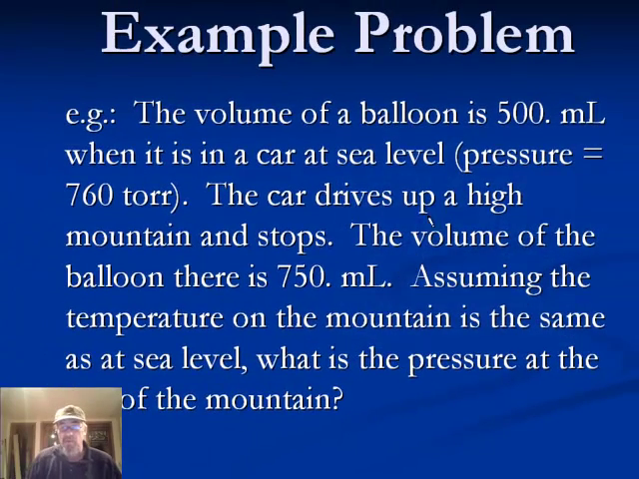We're given the volume of a balloon, it's 500 milliliters, when it's at sea level, and the pressure is 760 torr. It goes up to the top of a mountain, and of course the pressure is going to drop. What we see happening is the volume goes up too. Assuming that the temperature on the mountain is the same as at sea level, and the balloon hasn't leaked, we could use Boyle's Law to figure out the answer to this question. What is the pressure at the top of the mountain?